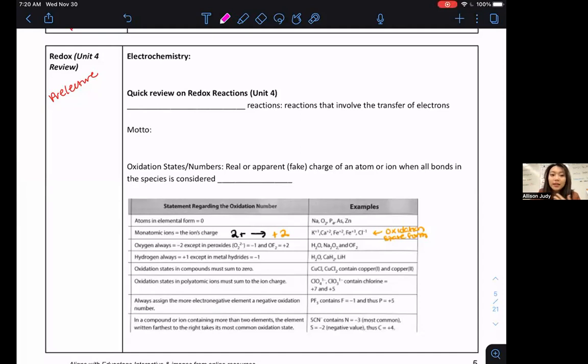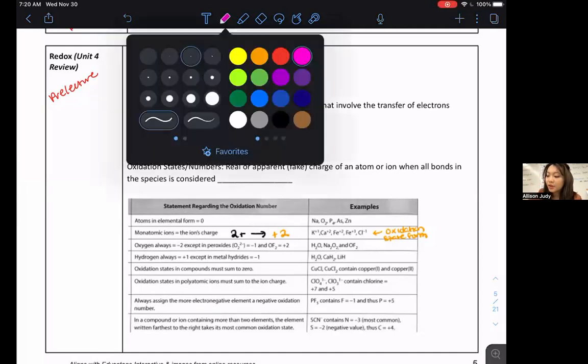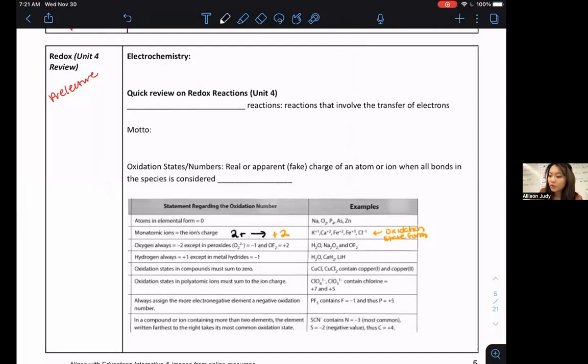So, electrochemistry is the area of study in chemistry where we study the exchange of chemical and electrical energy. So Unit 9 tends to be a physics fan favorite out of all the units. Quick review from Unit 4.